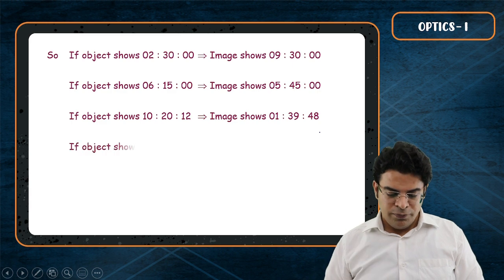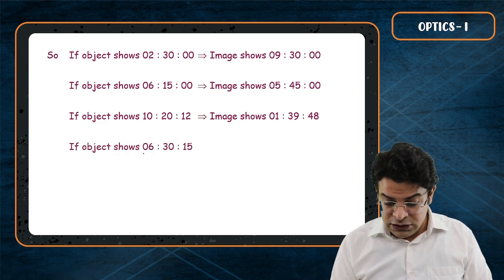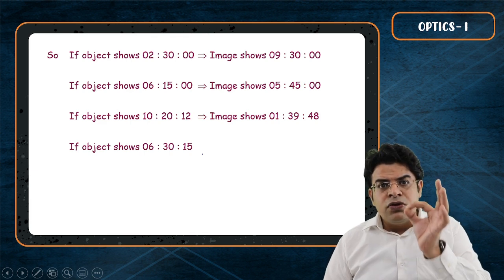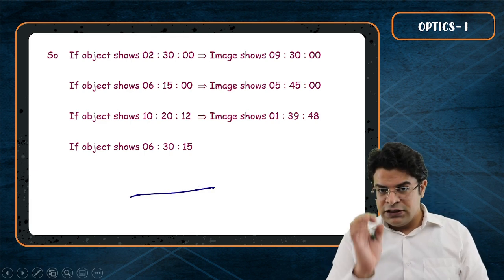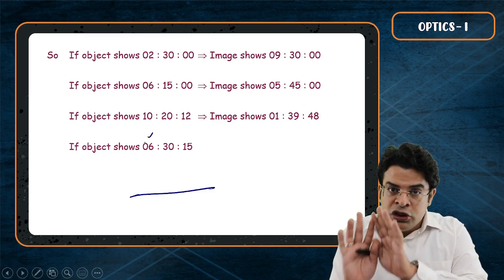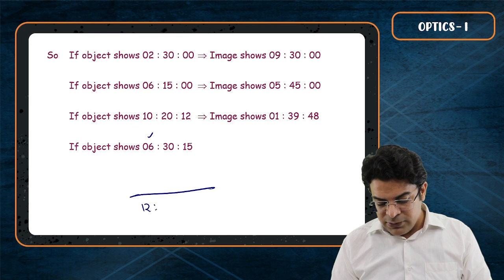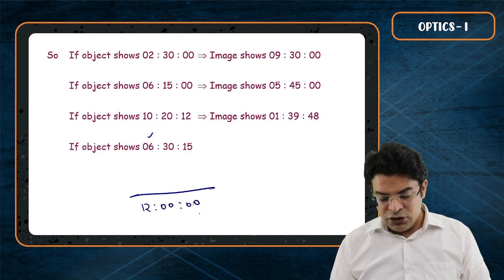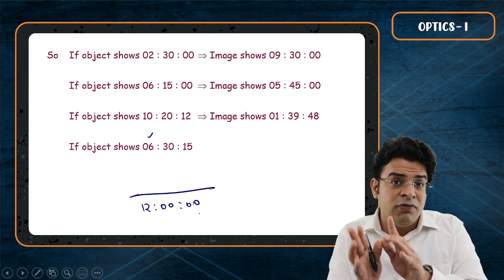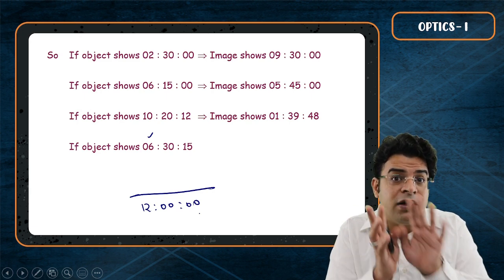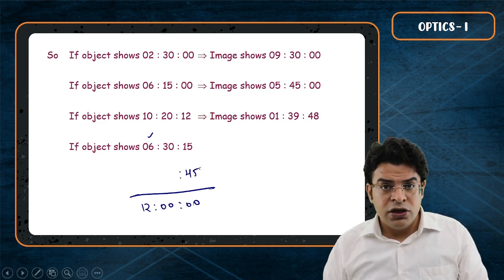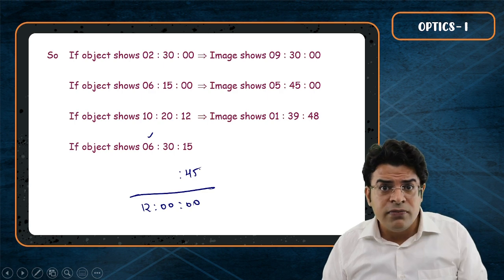Let's practice one more. If the object clock shows 6 hours 30 minutes 15 seconds, what will the image clock show? So you know that the sum of the time on the object clock and image clock has to be 12 hours 00 minutes 00 seconds. So the final sum has to be 12:00:00. So as to make it finally 00 seconds, I should be able to convert the number of seconds into minutes completely. So I need 45 more seconds here, so that 15 plus 45 becomes 60.